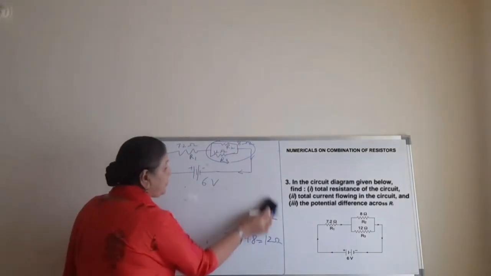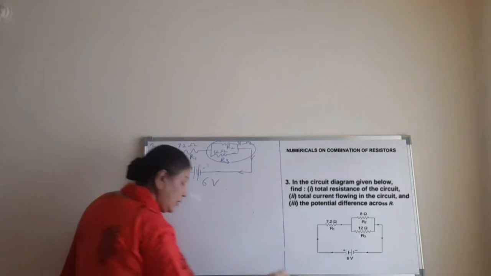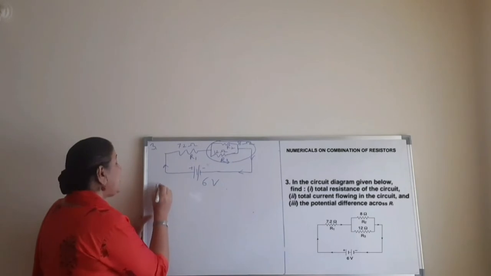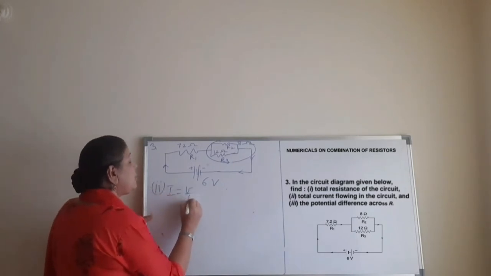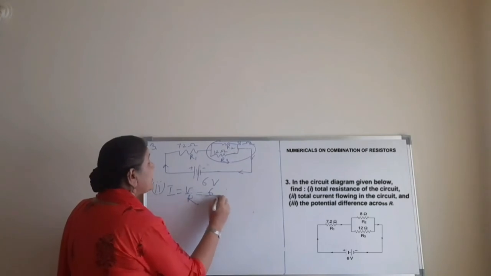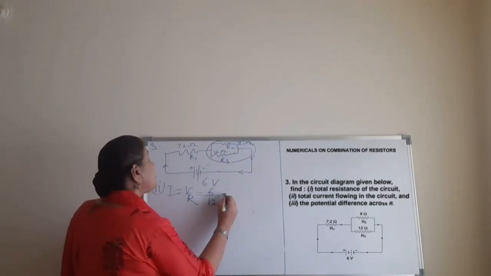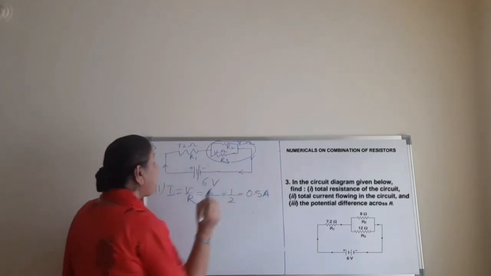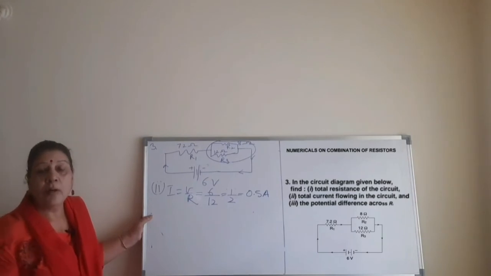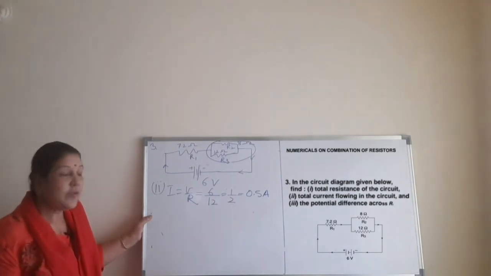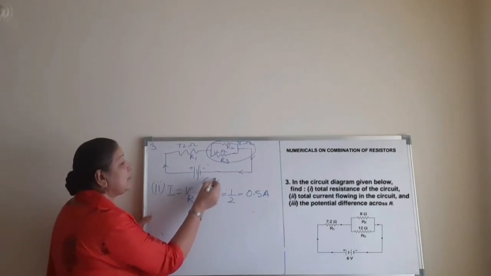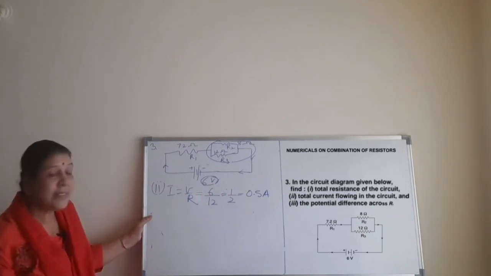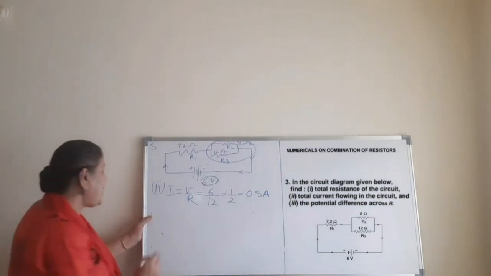The second part of the question is total current flowing in the circuit. So I is equal to V by R. V is given as 6, R we found 12, so it is 1 upon 2, which is 0.5 ampere. Simple. From Ohm's law, V is equal to IR, so I is equal to V by R. V was given to you as 6 volt. R we found as 12. So 1 upon 2, that is 0.5 amperes, right?